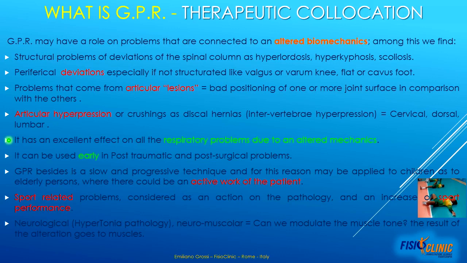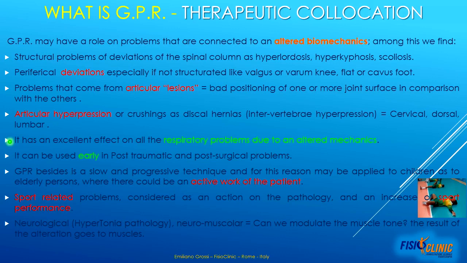RPG also has a very good effect on all the respiratory problems that are related to altered mechanics. If the altered mechanic is a cause, we have an excellent role on the respiratory problem. But when the respiratory problem comes as a secondary problem, for example from a bronchopathy, obstructive pulmonary disease, or even pulmonary fibrosis, we can treat this alteration, of course, as a secondary effect with RPG.